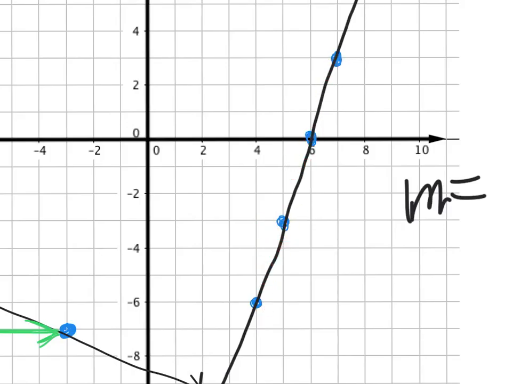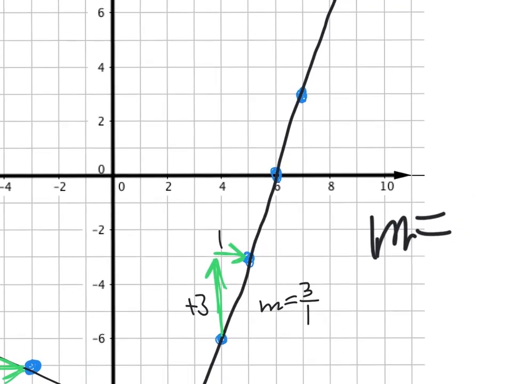So if I wanted to, I can choose 2 dots next door to each other. And in this case, this is up 3 over 1. So you can see that my slope is 3 over 1.